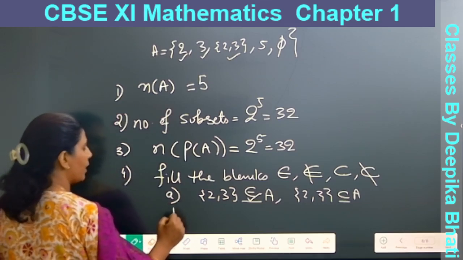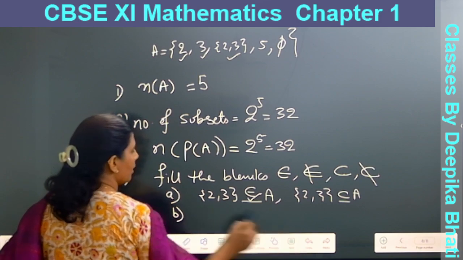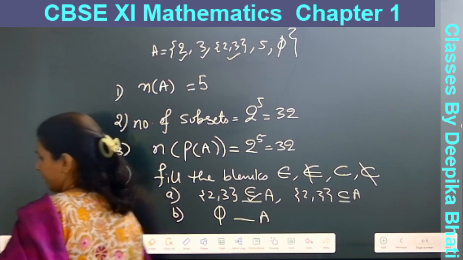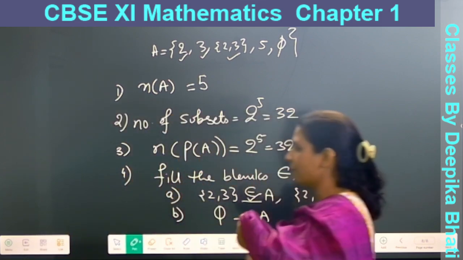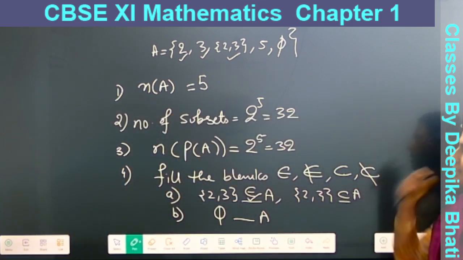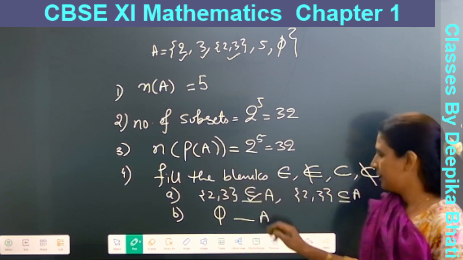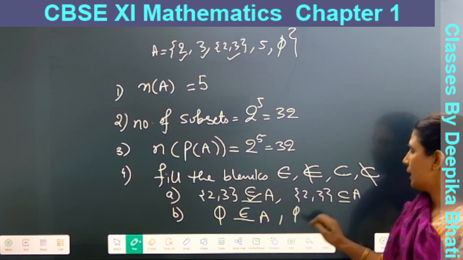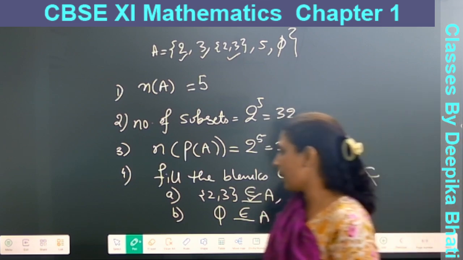Okay, so B part. Empty, A. Empty belongs to. Again we have 2 options. Empty is always a subset of. We have 2 options. Belongs is the correct one. Yes, both can be correct. Empty can be a subset also. Empty also belongs as it's a part of a set.